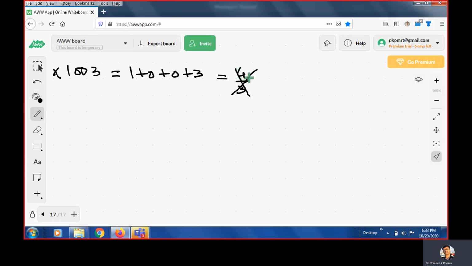Clear? Here whatever the sum is coming, total of digits, if it is divisible by 3, then the number is divisible by 3. Let us take one more example. 4, 2, 2, 1. Is it divisible by 3? Let us check. 4 plus 2 plus 2 plus 1. And the total is 9. 9 is divisible by 3. Yes, we are getting the answer. Clear? So this is divisible by 3.